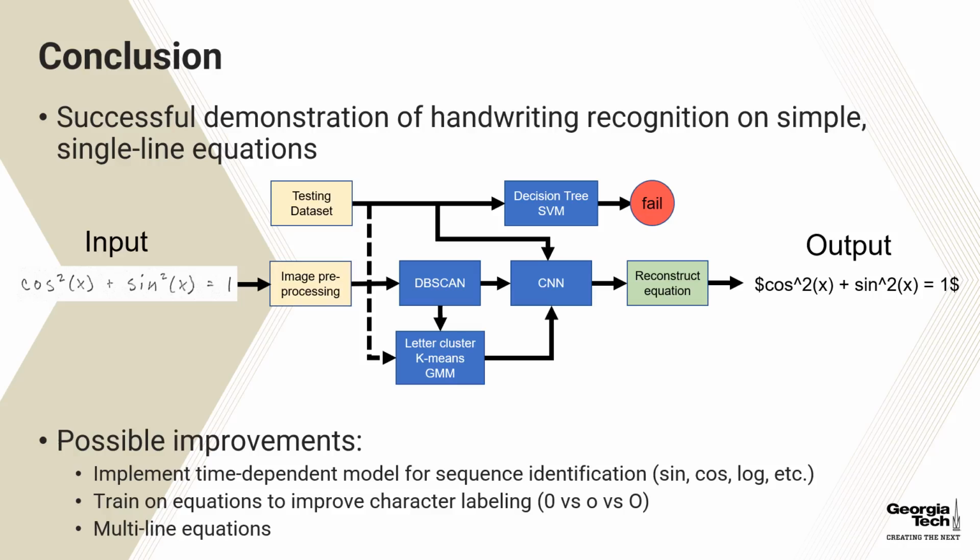In the future, we can improve this model by implementing some time dependency to improve sequence identification, which could help identify things like sine, cosine, and log. And we could also train on entire equations rather than individual characters, which might help improve character labeling for things like O, 0, and capital O. Finally, we only used single-line equations, but this implementation could be expanded for multi-line or more complex equations.